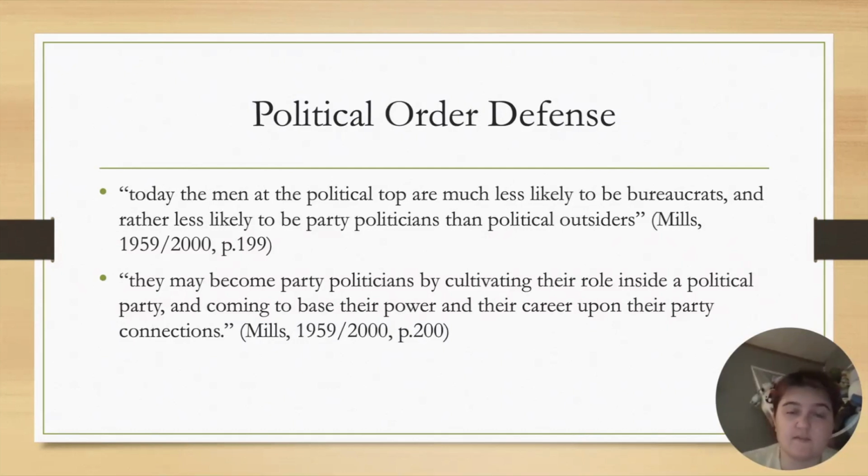Mills also claims that today, the men at the political top are much less likely to be bureaucrats, and rather less likely to be party politicians than political outsiders. This means that politicians can be more focused on becoming an insider than being a professional part of the government. That means the political order is more likely to be self-serving rather than for the working people.